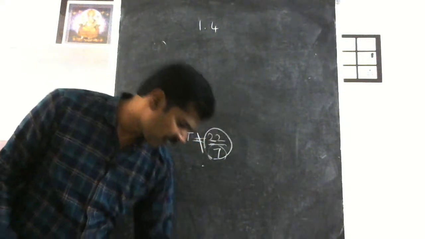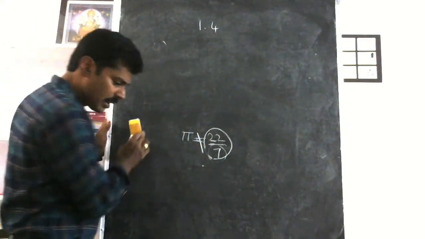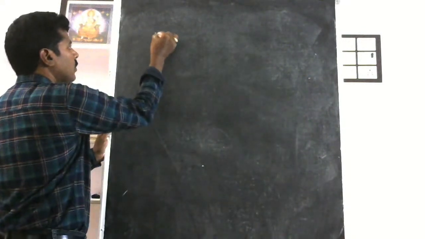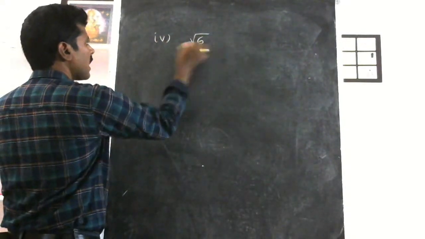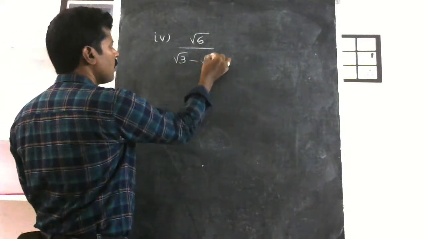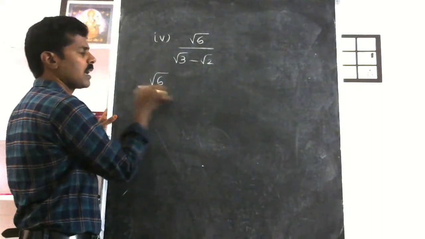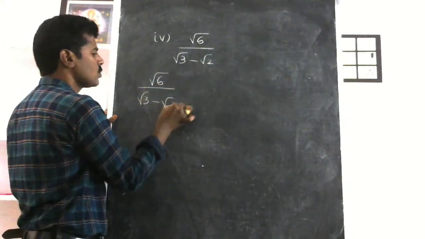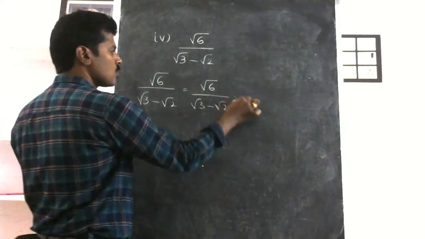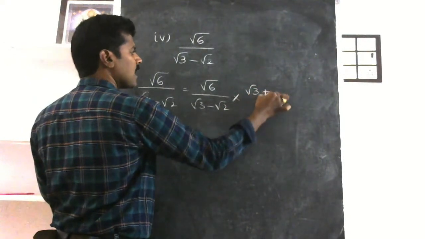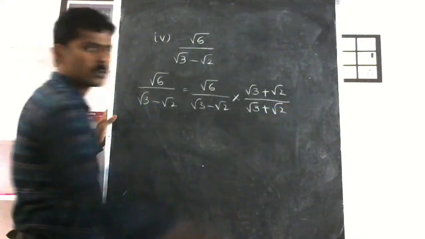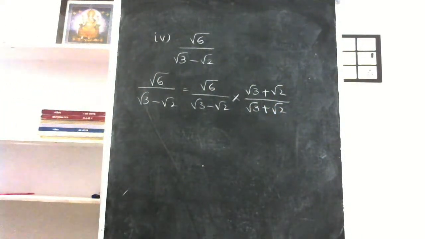And problem number 5, while doing the problem number Roman numeral 5, in that fourth problem, what I have got from some of you: square root of 6 by square root of 3 minus square root of 2. For this problem, we have done well. First, square root of 6 by square root 3 minus square root 2 equals square root of 6 by square root 3 minus square root 2, times square root 3 plus square root 2 by square root 3 plus square root 2. There you have to go.